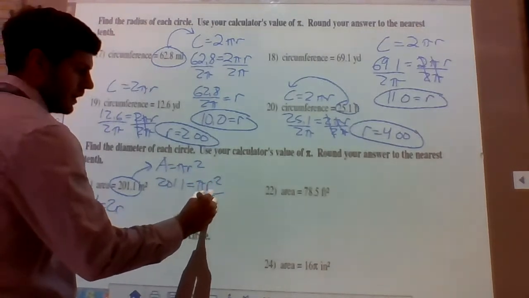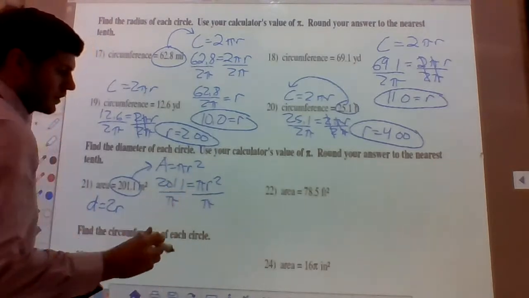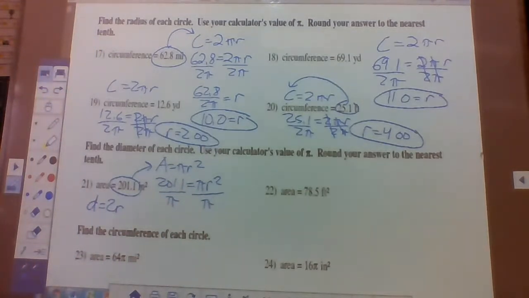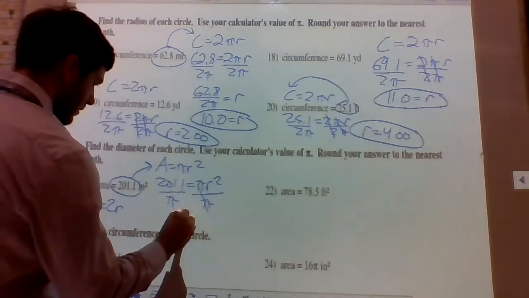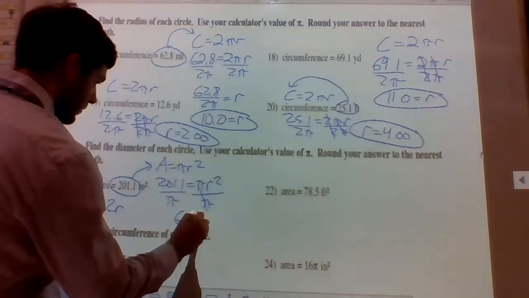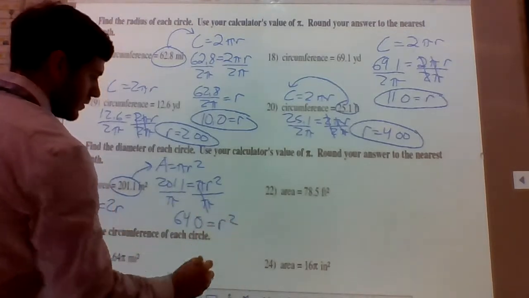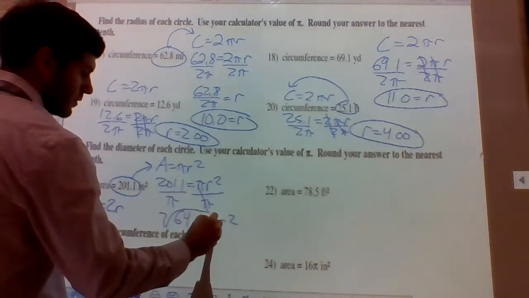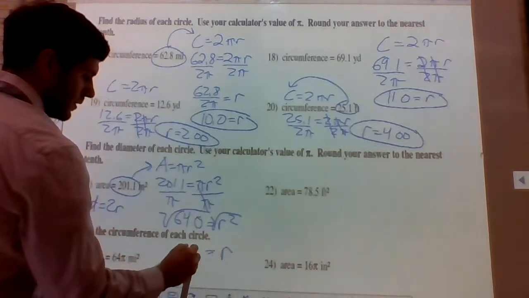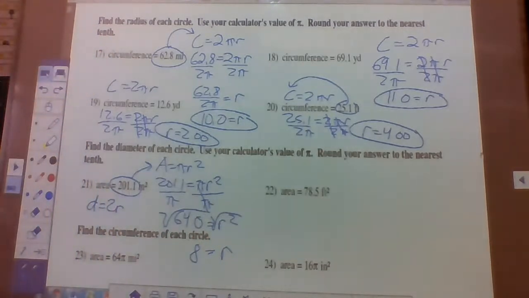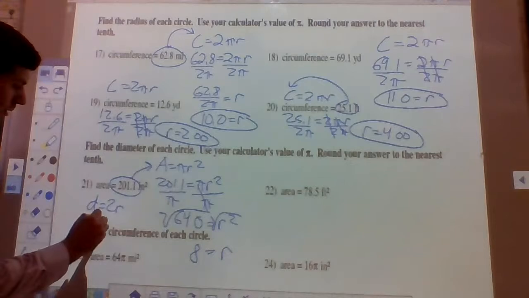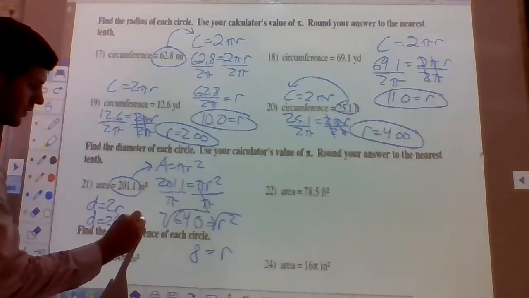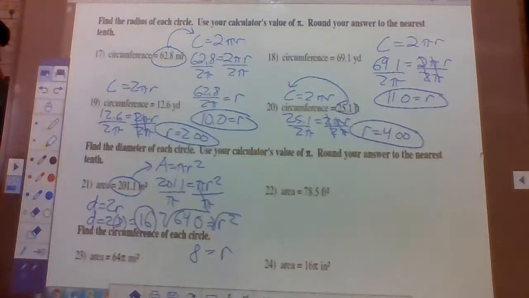So we want to divide by pi. 201.1 divided by pi is going to be 64.0, which is going to equal r squared. To find r, we take the square root of both sides. So we get r equals 8, plus or minus 8, but radius is a positive number. So to find diameter, we simply put it in this equation. Diameter equals 2 times the radius of 8, which is 16. So it's going to be 16 inches.